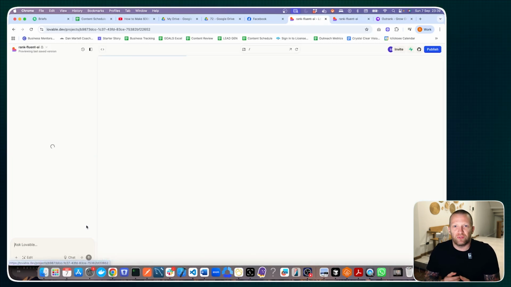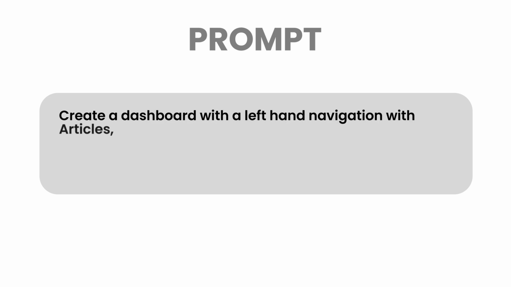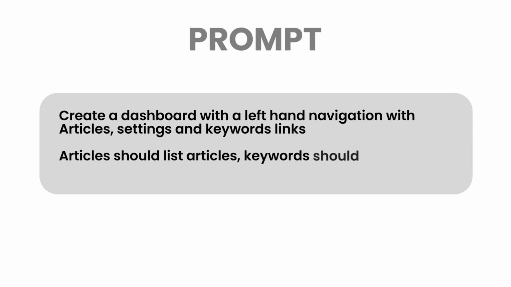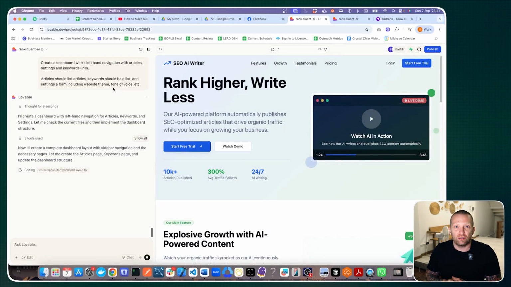So let's give it its first command. Create a dashboard with a left-hand navigation with article settings and keywords links. Articles should list articles, keywords should be a list, and settings a form, including website theme, tone of voice, etc. So we'll use the settings to provide ChatGPT, our AI engine, later on to create the articles.